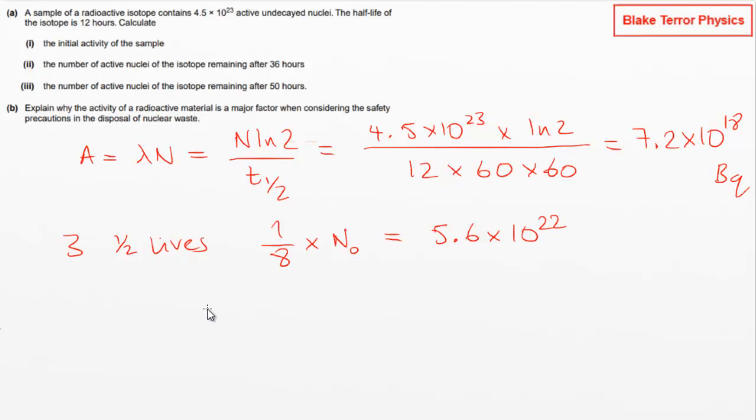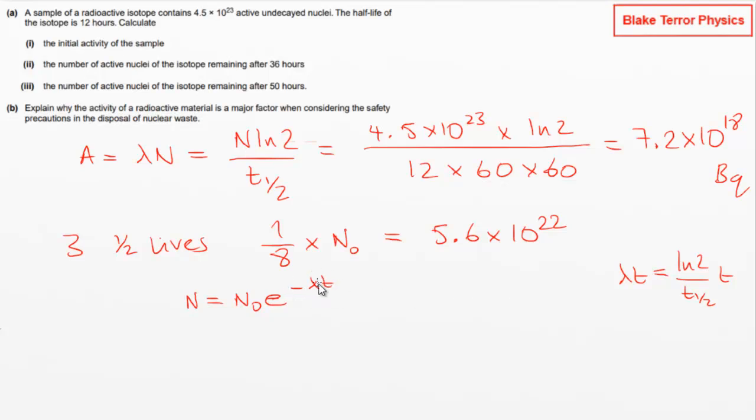Then the number of active nuclei of the isotope remaining after 50 hours. Right, so after 50 hours, this is where we go to our N equals N0 e to the minus lambda t, that's our decay equation for a radioactive source. Now remember, lambda t is lambda, which we know is log 2 over the half-life, and then we multiply that by t. So that's what we've got in here.